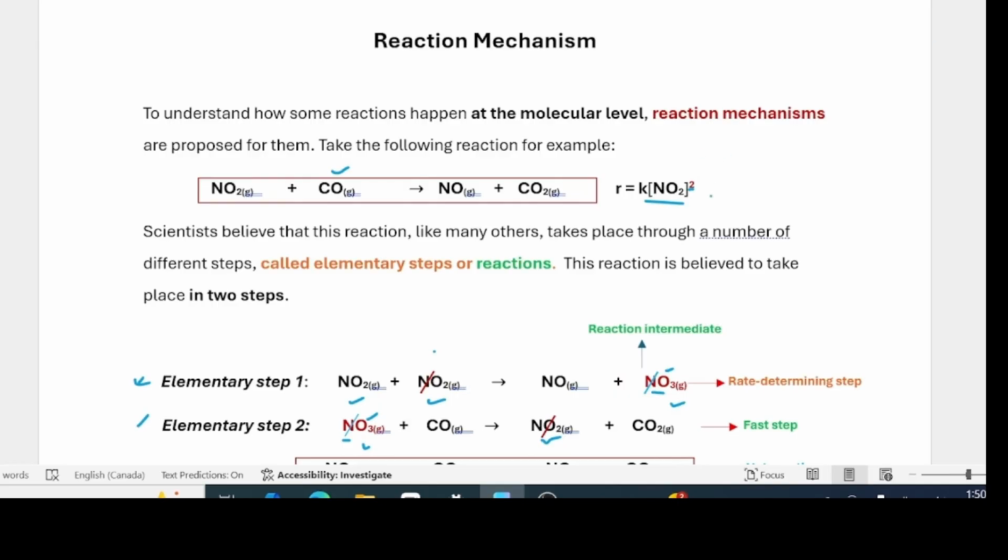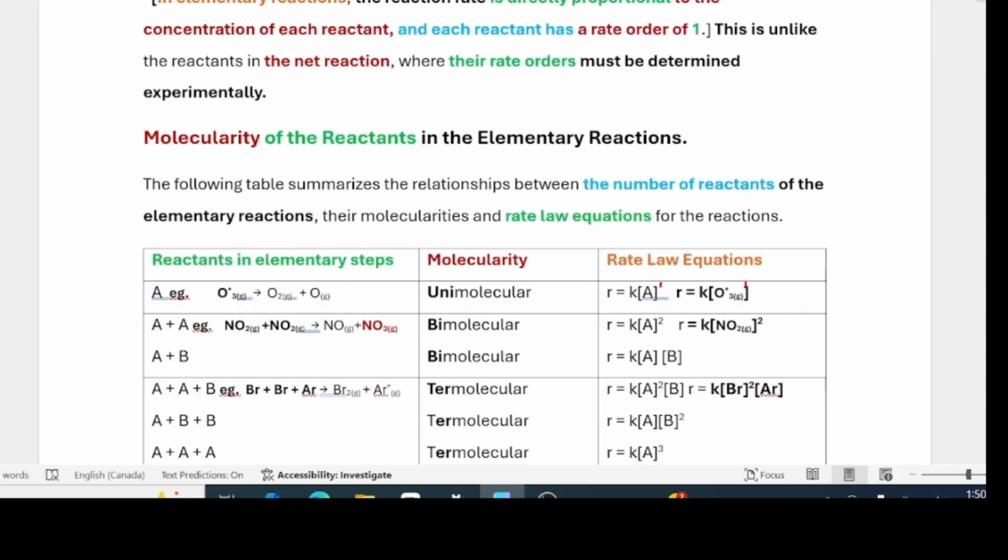This here is the experimentally determined rate law for the net reaction. This is a very important piece of information that I want you to grasp. Listen to this. In elementary reactions, the reaction rate is directly proportional to the concentration of each reactant, and each reactant has a rate order of 1. This is unlike the reactants in a net reaction, where the rate orders must be determined experimentally.